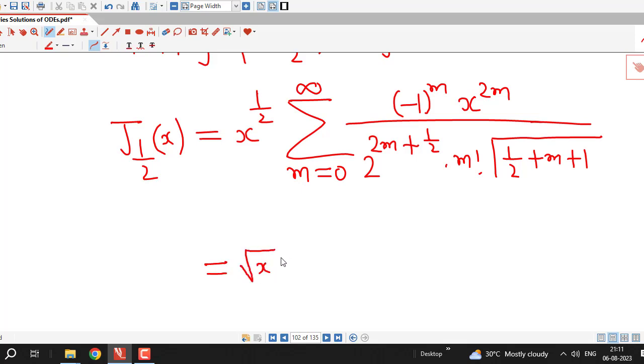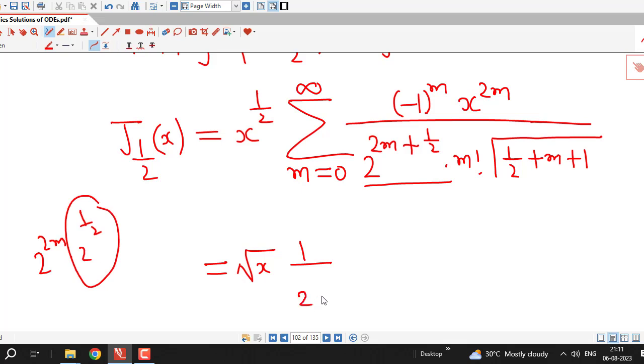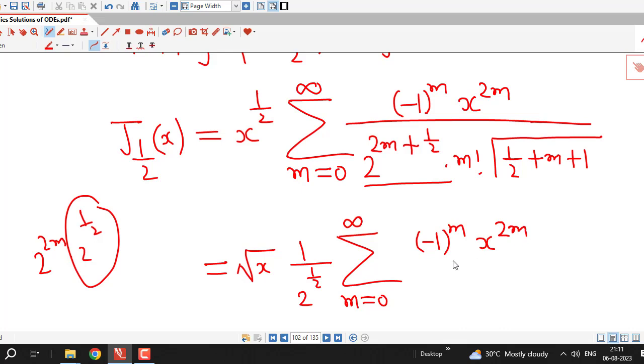This square root of x I can write in this way also. Here this I can split as 2 raised to 2m into 2 raised to 1 by 2, and that I can take outside summation. This is independent of m, so I can take it outside summation, and sigma m equal to 0 to infinity minus 1 to the power m x to the power 2m.